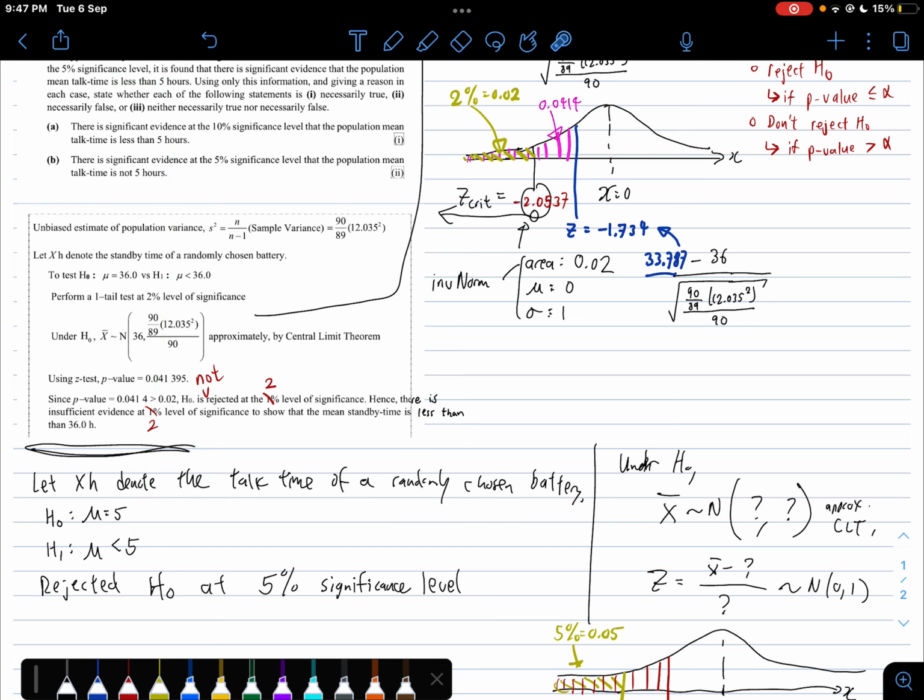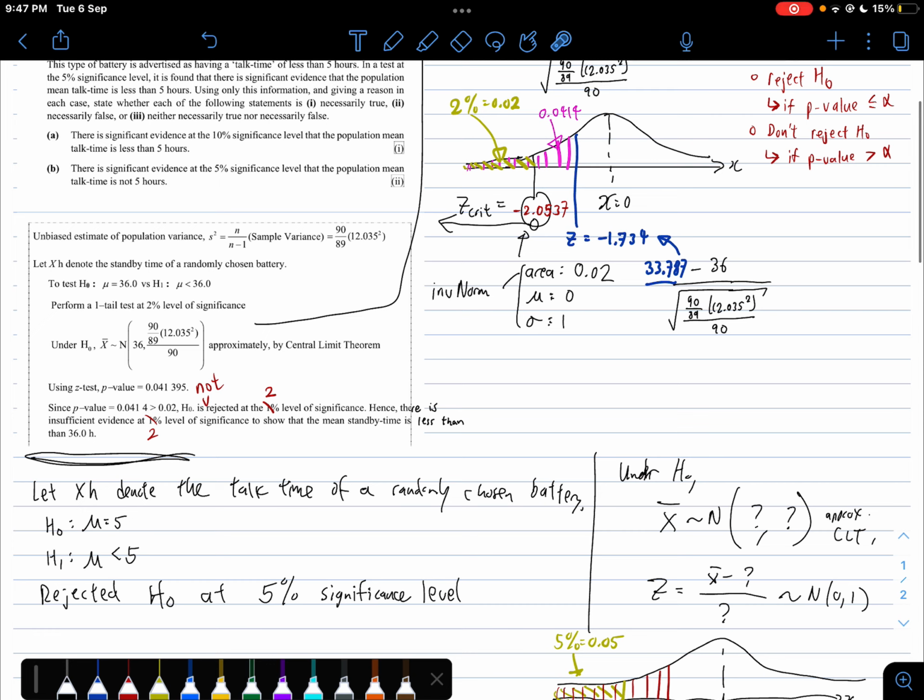We are also told that in a test at 5% significance level, there is significant evidence that the population mean talk time is less than 5 hours, which means significant evidence for us to accept H1, which also means that we have decided to reject H0 at the 5% significance level. What does it mean now? If you recall, reject means what? P-value is less than or equal to alpha.